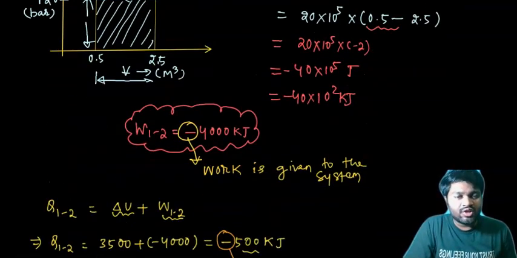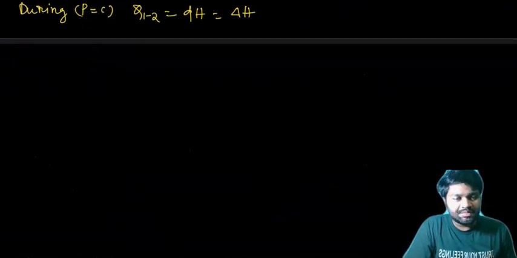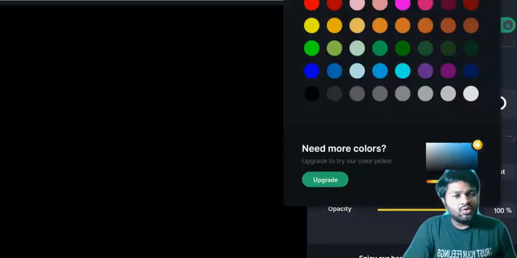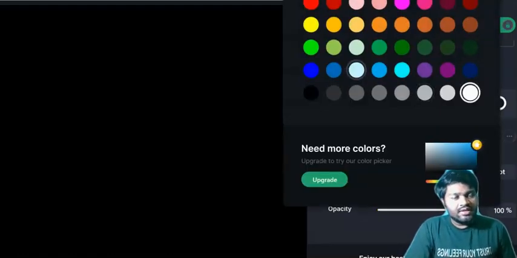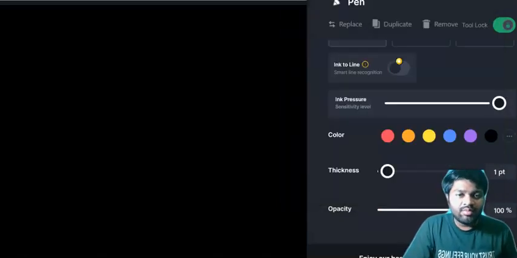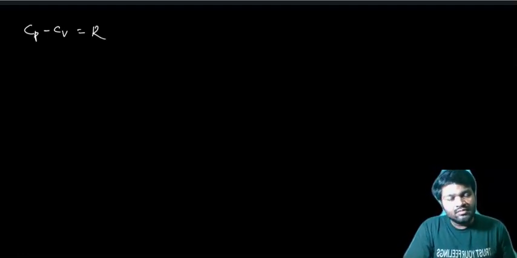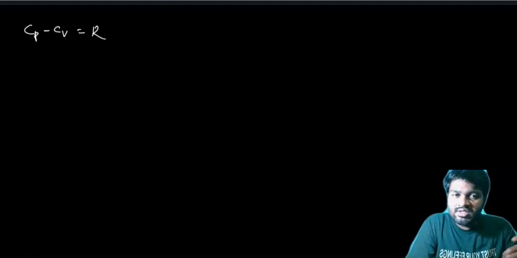Let us move further and try to find out the value of Cp. Cp is the specific heat at constant pressure. To find out Cp we have two relations with us, right? Try to remember what are the relations related to Cp. Do we know Cp minus Cv equal to R? I think you can remember it. Cp minus Cv equal to R.